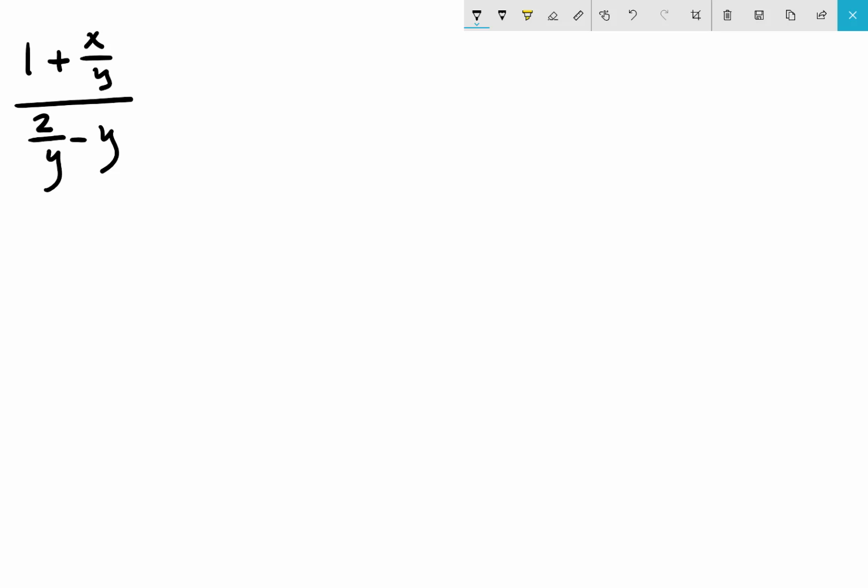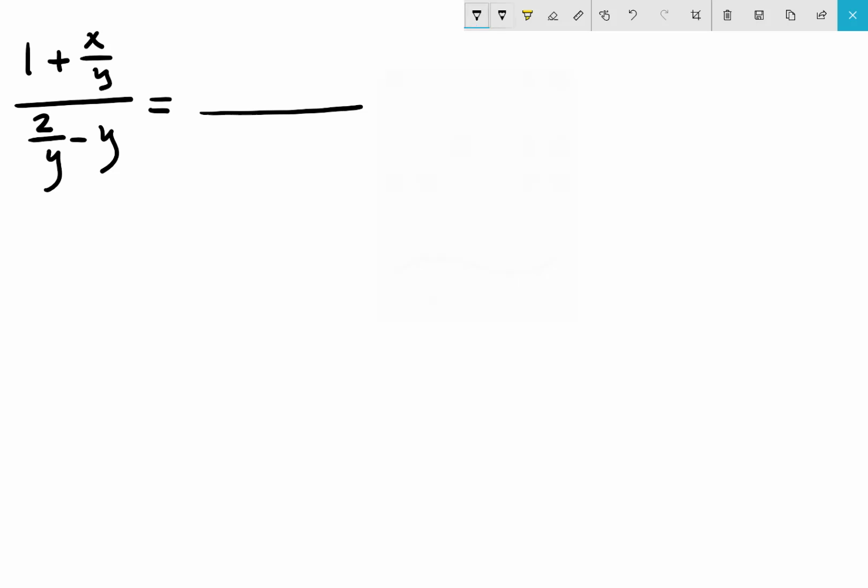Okay, this is number 1 on test 7, and this is a complex fraction, and what we want to do is simplify it so that it is just one fraction with no other fractions in it. All right, so what we're going to have to do first is get the numerator to be just one fraction and the denominator to be just one fraction.